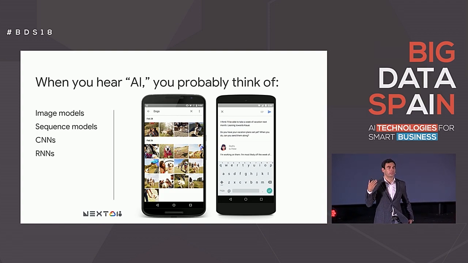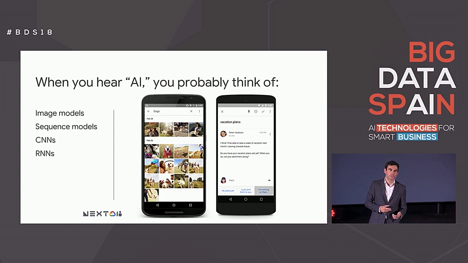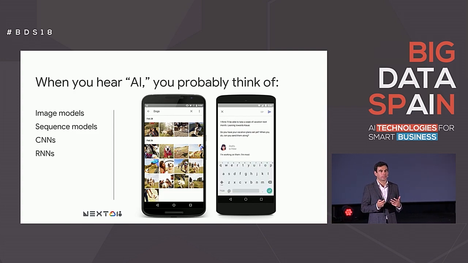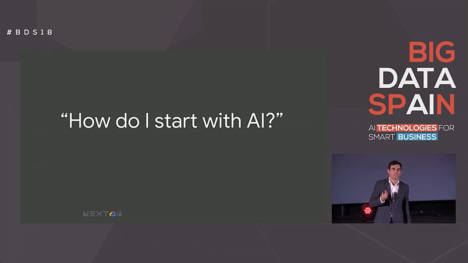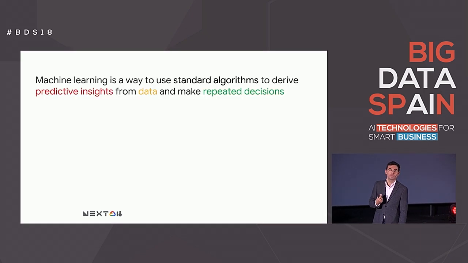You're probably now thinking about image models or CNNs or recursive networks and things like that, but many people afterwards just go back to their companies and start thinking, how do I start with AI? What's my starting point? So what I'd like to do is share what we did when we had the same question, because we had the same problem, and our perception is not going to be very different to what you're going to see.